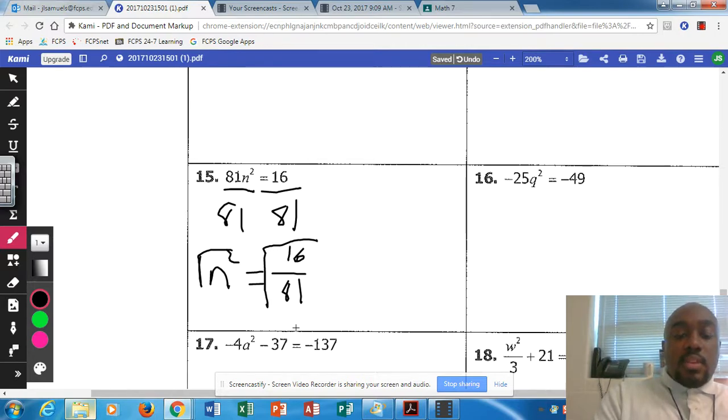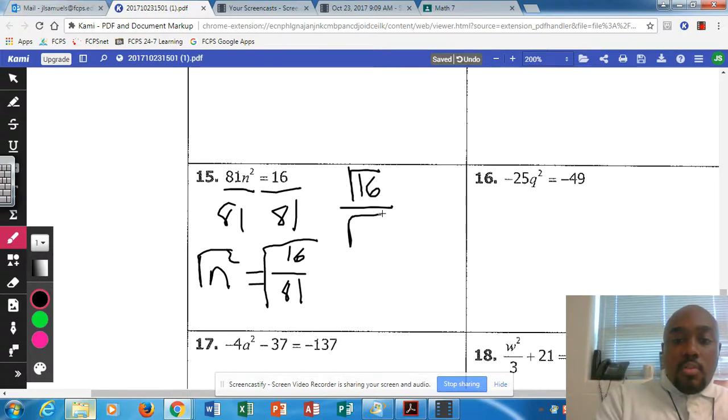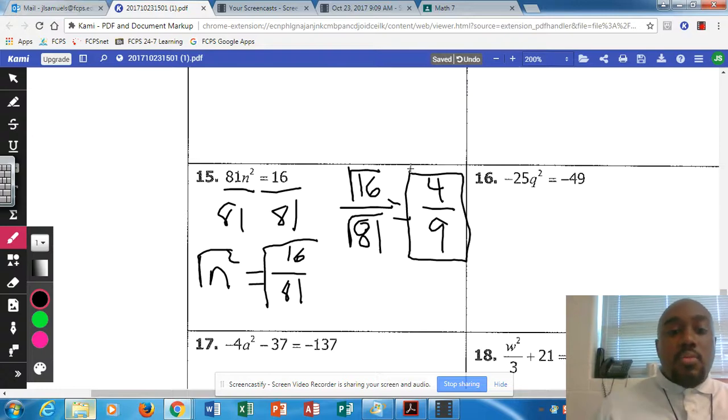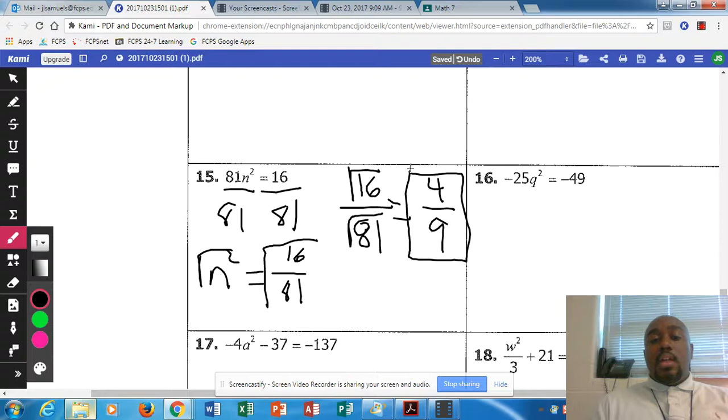When we find the square root of a fraction, you have to remember that it's really just the square root of the numerator over the square root of the denominator. So when we simplify that, the square root of 16 is 4, and the square root of 81 is 9. So n ends up equaling 4 over 9. Now, I ran out of room to check, but you can always double check that, and it will get the correct answer.